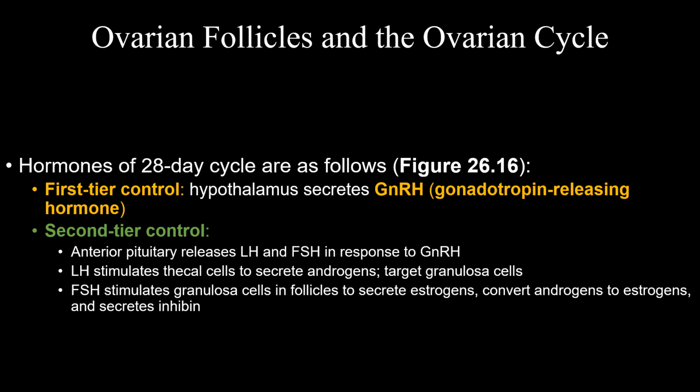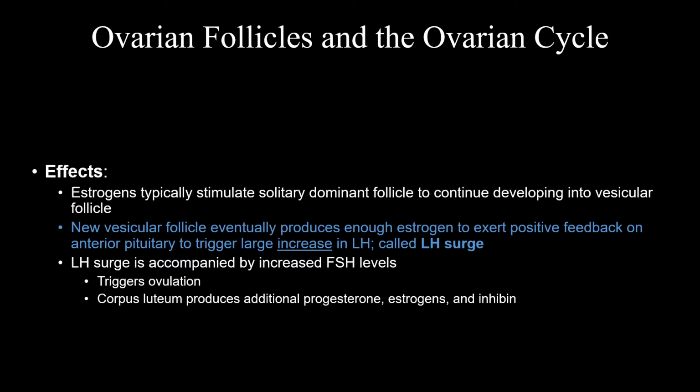That's what occurs almost in the third tier, because the ovaries are going to be the site, the target organ of follicle-stimulating hormone and luteinizing hormone, with the luteinizing hormone stimulating thecal cells in the follicle to secrete androgens, and those androgens then diffuse through the basement membrane to the granulosa cells. Follicle-stimulating hormone stimulates the granulosa cells in the follicles to convert those androgens into estrogens. And follicle-stimulating hormone also stimulates granulosa cells to secrete inhibin.